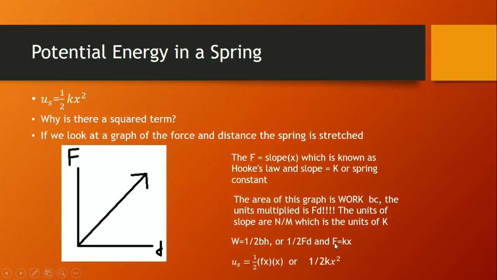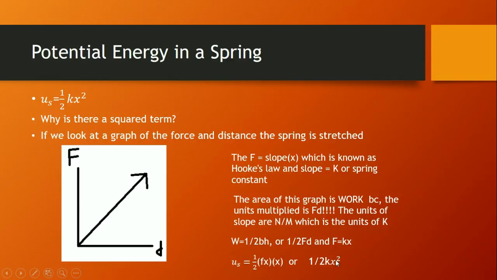we plug this in, so 1/2 fx, which we got from here, times x, and we get 1/2 kx squared, because force is kx, and distance is just x. So if we plug that in to what work equals, we'll get 1/2 kx squared. And sorry, by the way, I forgot to put, this should be a k, not an f. So 1/2 kx times x equals 1/2 kx squared.